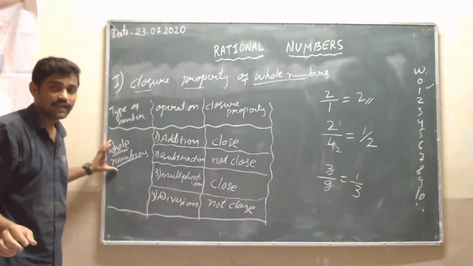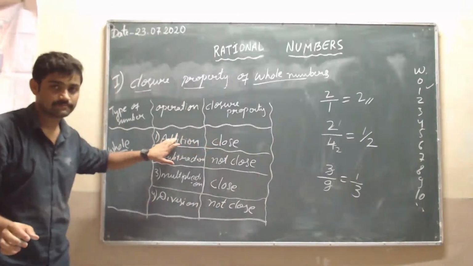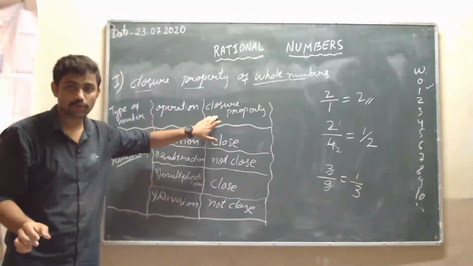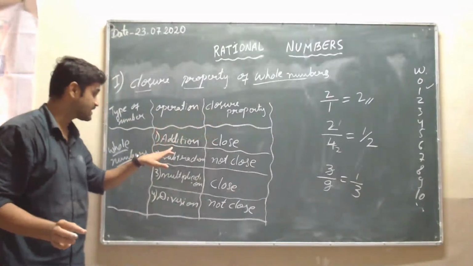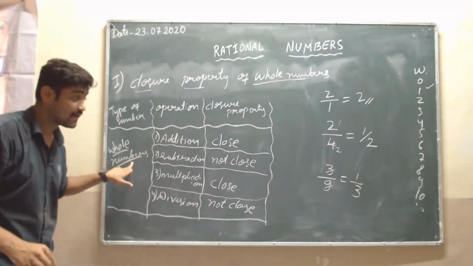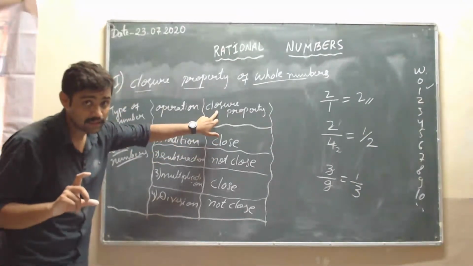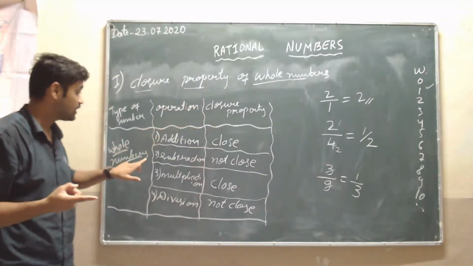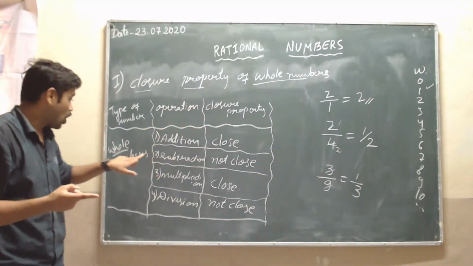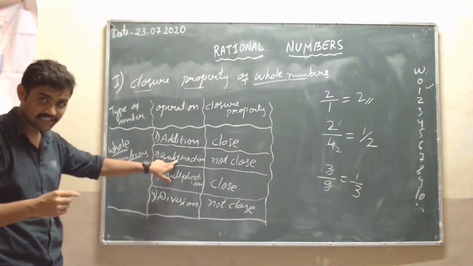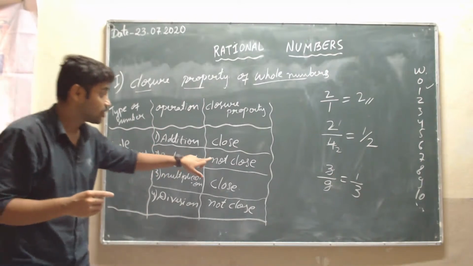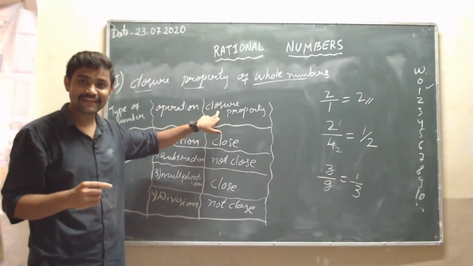Whole numbers will close under addition, for which property? Closure property. Otherwise we can say that addition of whole numbers will close under closure property. I am telling it by sentence so that you can easily understand. Okay, subtraction of whole numbers will not close under closure property.